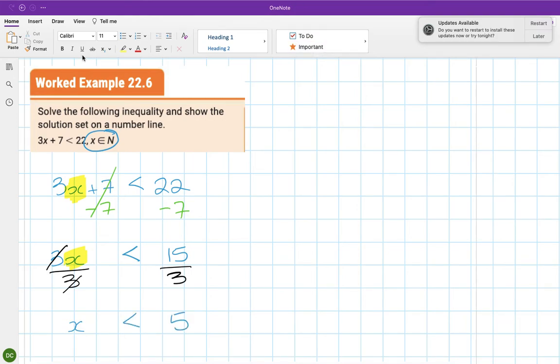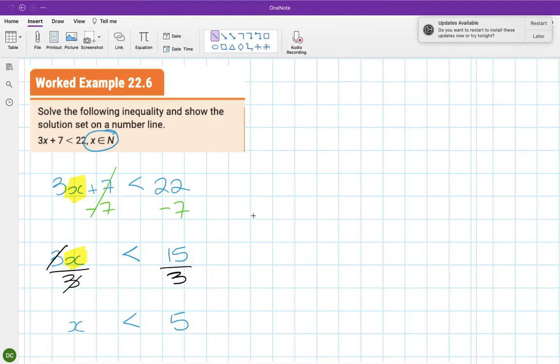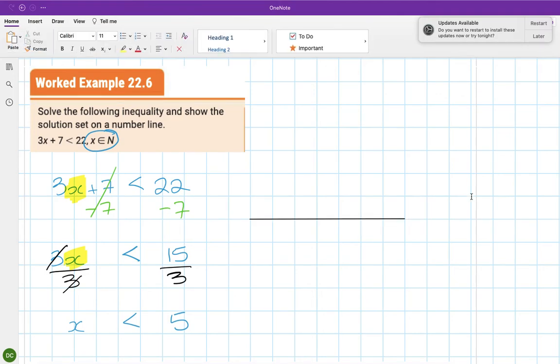Okay, so again, I'm going to throw in my little number line, because as always, you have to display your answer on a number line. Just put in my marks. Okay, so translate. X is less than 5, and from up above, it's natural. Less than 5 means I'm going to be moving to the left, so I'm going to put the 5 on the right, and then 4, 3, 2, 1, 0, minus 1, minus 2.